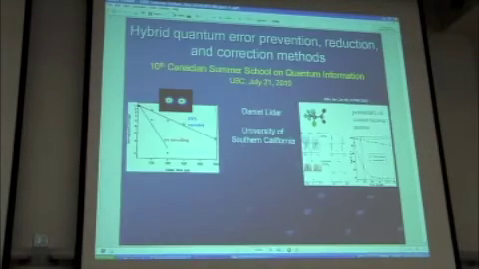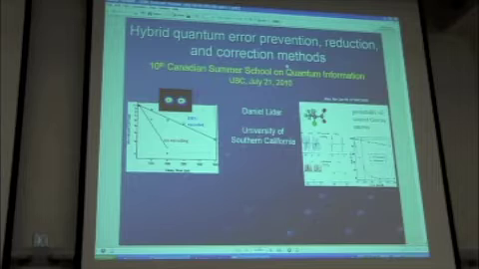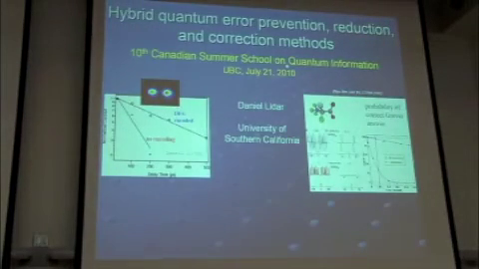Okay, so if there are no questions, I want to switch gears to the main topic I would like to discuss this afternoon. And this is the subject of various methods for reducing and preventing and also correcting errors in quantum computation.